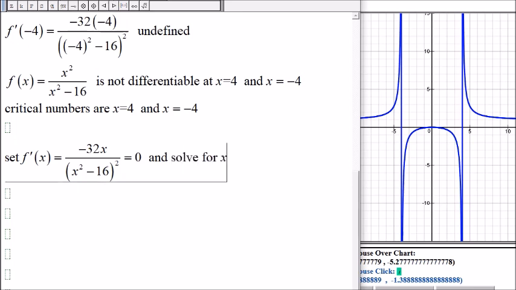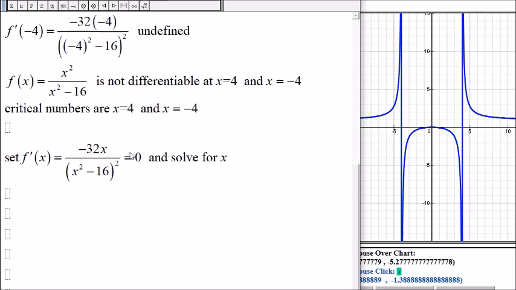The reason we have to do both is that's the definition of critical numbers. A critical number is defined as a value where the function is not differentiable or where the derivative is equal to 0. So that's why we have to do both. And so right here, this quotient is equal to 0.